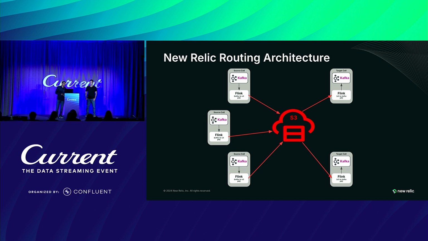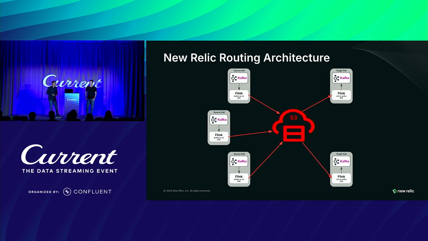So on the source cell, you'll have a Flink job running, which we call the Kafka to S3 job. The primary responsibility of that is to stream events from Kafka, figure out which target cell they need to go to, and then stream them to S3. And then on the target side, you have a similar job running, which is the S3 to Kafka job. Basically, it streams any new events that are coming to S3 back to the target Kafka topic. So that's the simplified architecture.